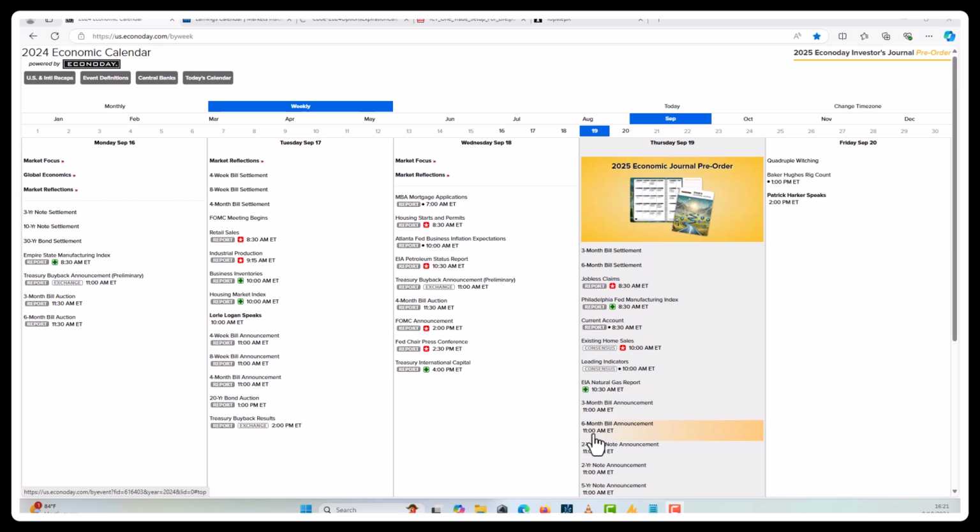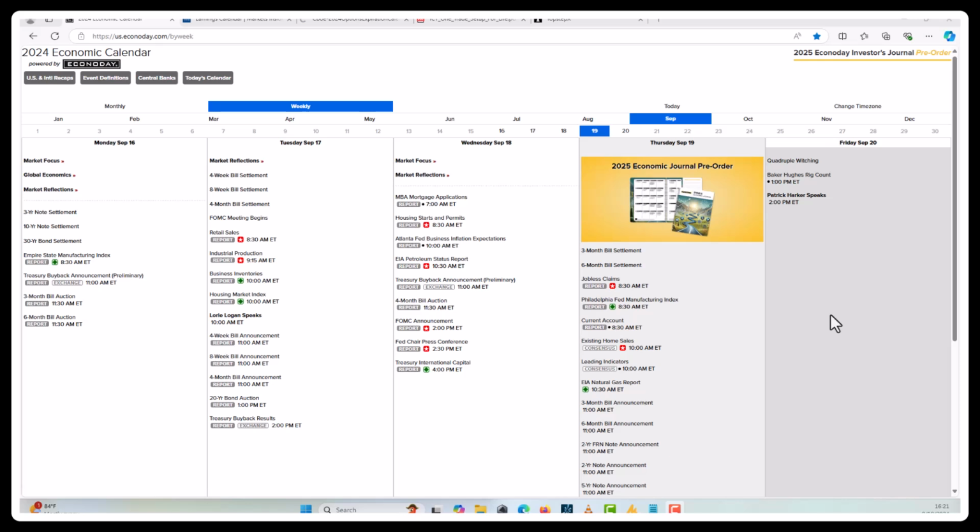And today is Thursday, September 19, 2024, the day after the FOMC meeting. So we want to see if today is going to be a follow through or a reversal day. And it looked like it's a reversal day today. We'll go into the charts for detail later.